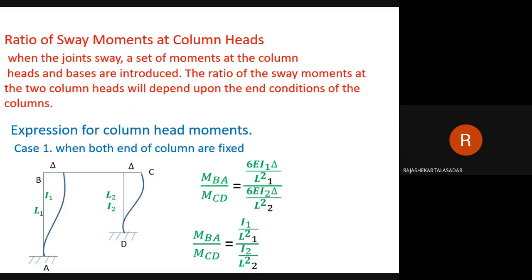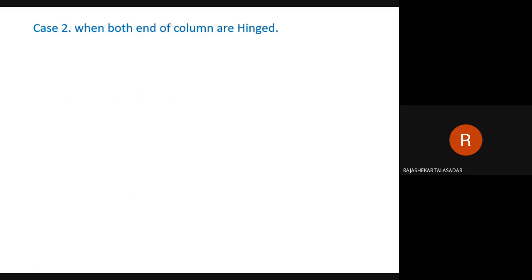Right? You have to get the column head moments in this way. You have to enter the I of the column AB, enter the length of the column, square it. Then in the denominator, enter the I of the column CD divided by the length square of that column. Whatever numbers you get, you have to assume those numbers as the column head moments. Next, when both columns are hinged.